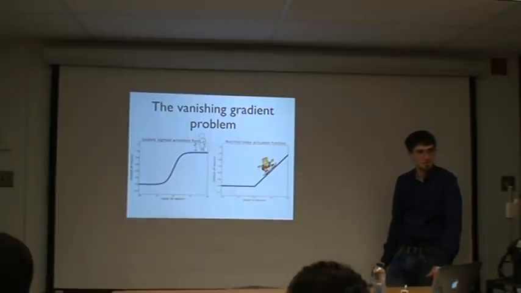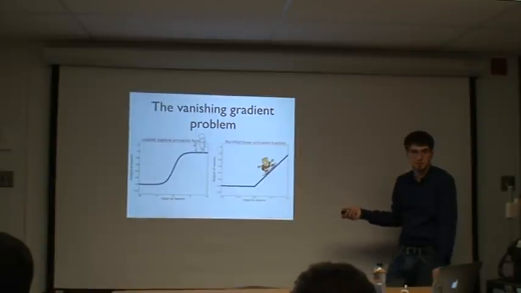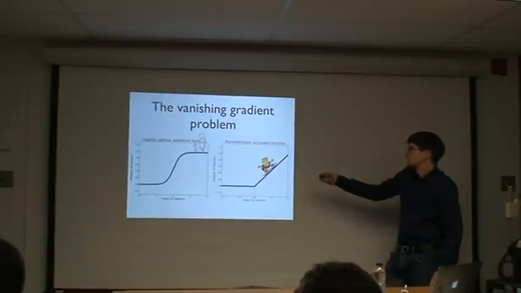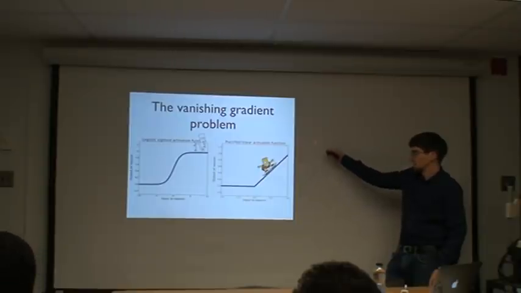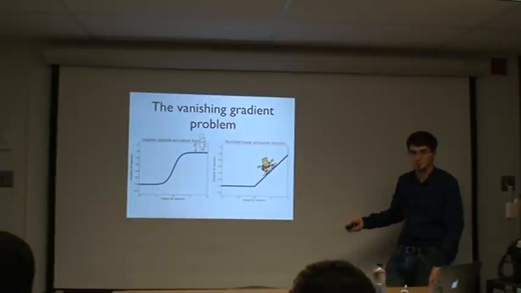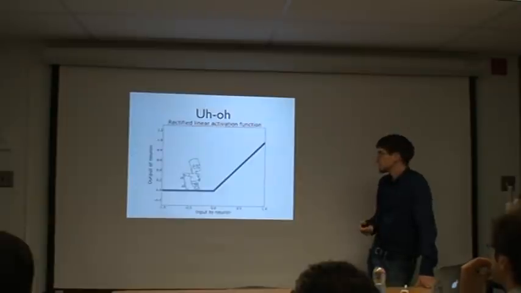So a new hidden unit that was introduced by Jarrett et al. in 2009, and then popularized by Xavier Glorot in 2011, is the rectified linear activation function, where it doesn't saturate on the right. It just goes up in a straight line forever. On the left side, it's flat. And you can make a lot better progress on this kind of gradient than on the gradient of the logistic sigmoid activation function. However, you can still get stuck left of 0.